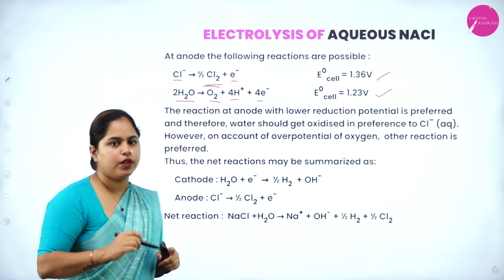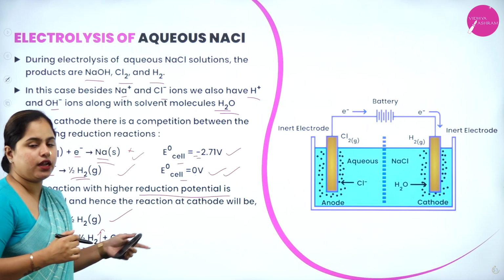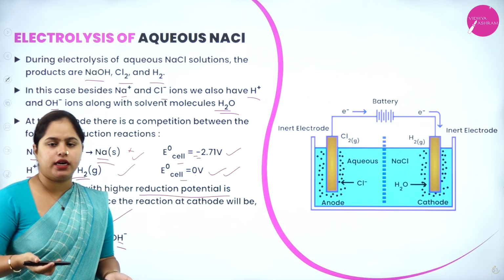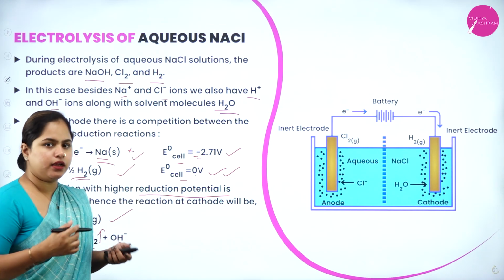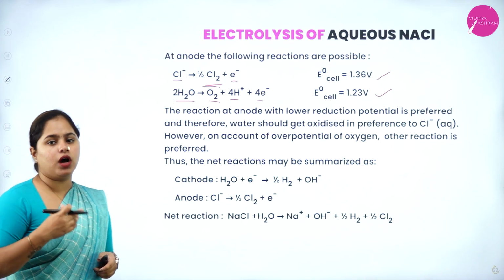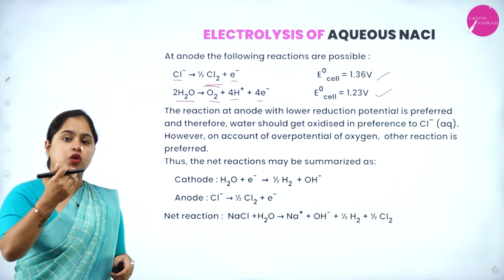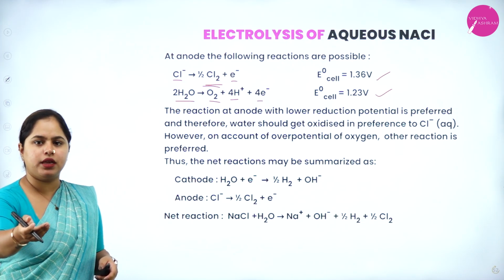Now the reaction at the anode with lower reduction potential is preferred, and therefore water should get oxidized in preference to Cl minus. Okay, so at the cathode, how did we decide? Whichever has higher reduction potential, that will be the cathode reaction. Now coming to the anode, how we have to choose is whichever has lower reduction potential, that should be our anode reaction.